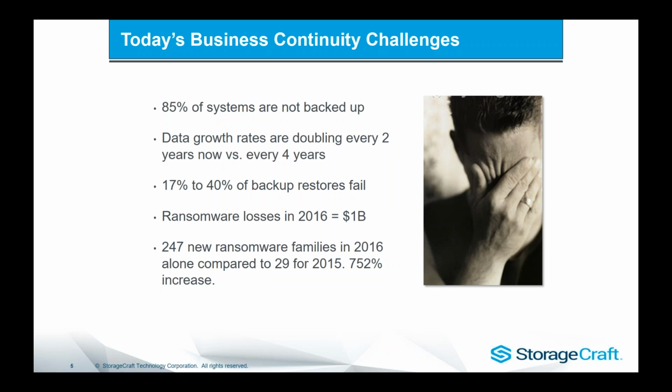Ransomware losses last year exceeded $1 billion, so it's a huge problem. Again, this is why we need the ability to rapidly recover. 247 new ransomware families in 2016 alone, compared to just 29 for the previous year. So it's a 752% increase. This is only getting worse. We need to be prepared. And obviously, as a disaster recovery solution, this would be your last line of defense.